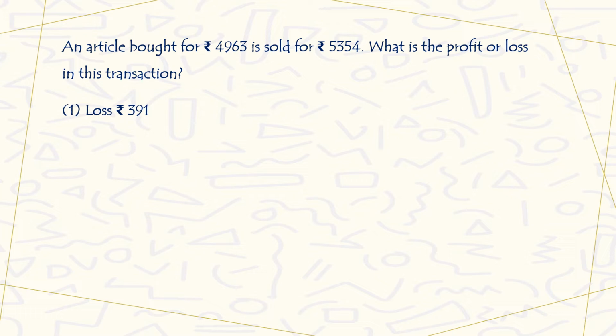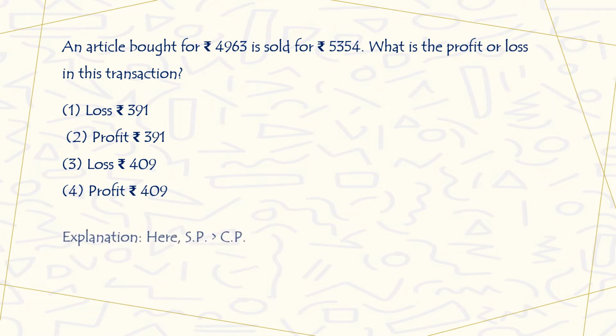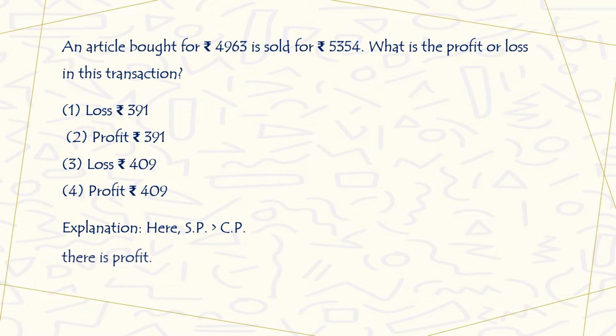If you see the numbers at once, you will understand whether it was a loss of rupees 391, a profit of rupees 391, a loss of rupees 409 or a profit of rupees 409. Okay, so you have to first think. 4,963 में खरीदा गया था और उसे और ज़्यादा पैसे में बेचा गया, तो it was a profit, right? Explanation, let us see. Here the selling price is more, है ना, than the cost price. The cost price was 4,963, so there is a profit, right?